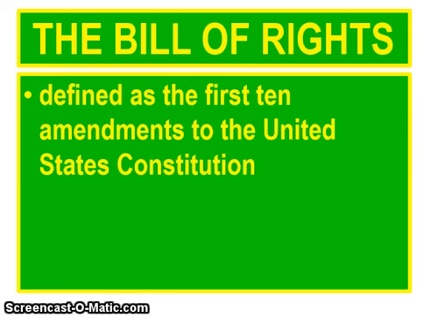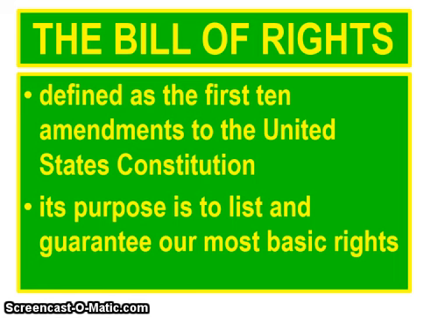Two-thirds of vote in the House, two-thirds of vote in the Senate, and then ratification by three-quarters of the states. So the purpose of the Bill of Rights is simply to list and guarantee our most basic rights.